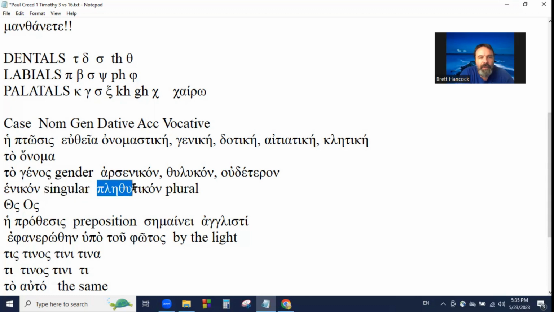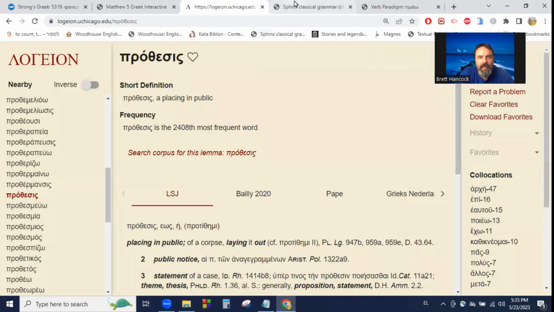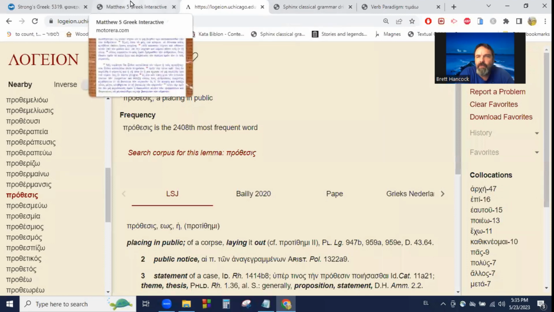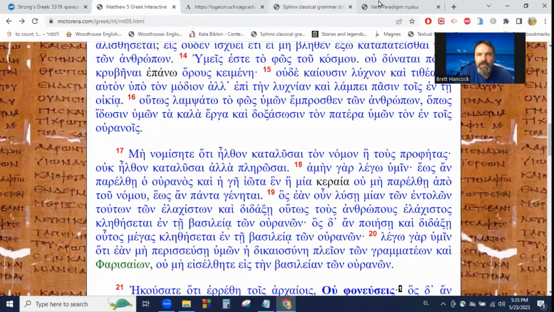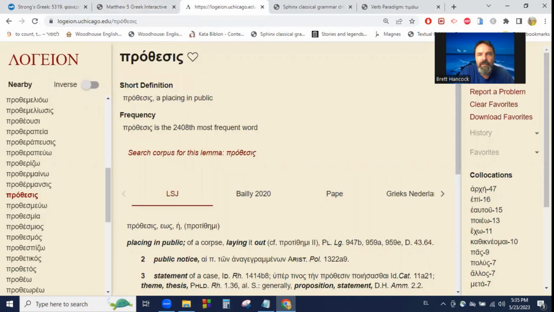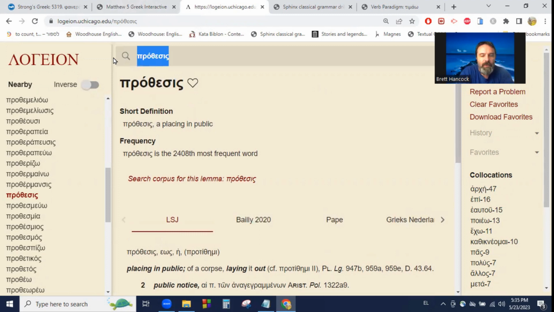And then plêthos. To plêthos. A lot of times in the Gospels, whenever there was a plenty, a bunch of people following Jesus around, that's one of the words that is used. I guess I'll look at this one. Plêthos. I think it's plêthos.